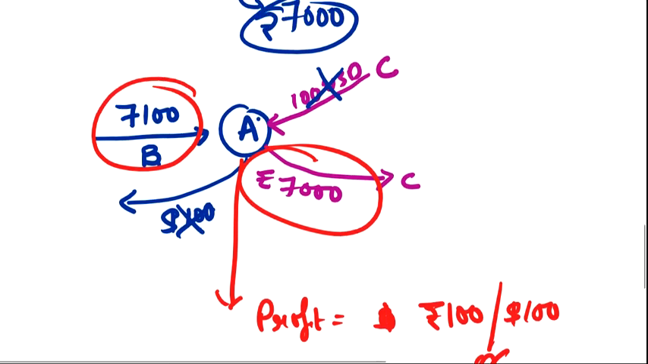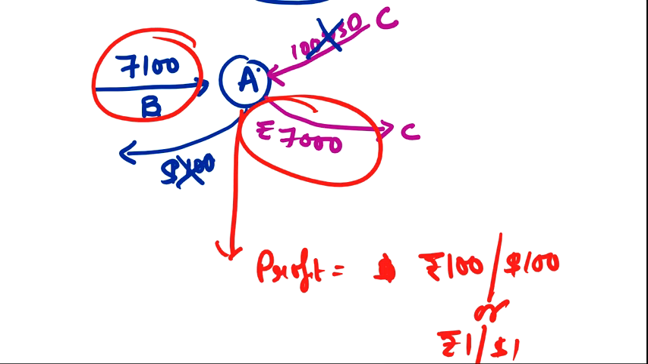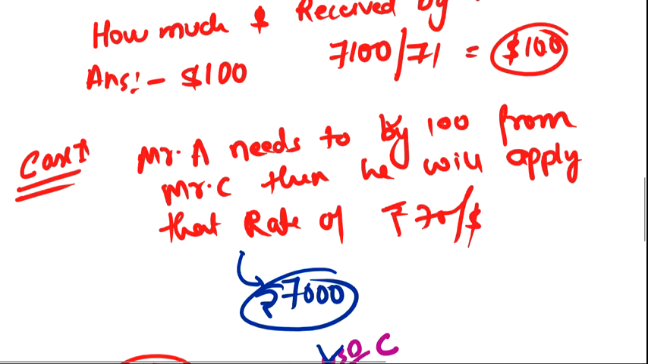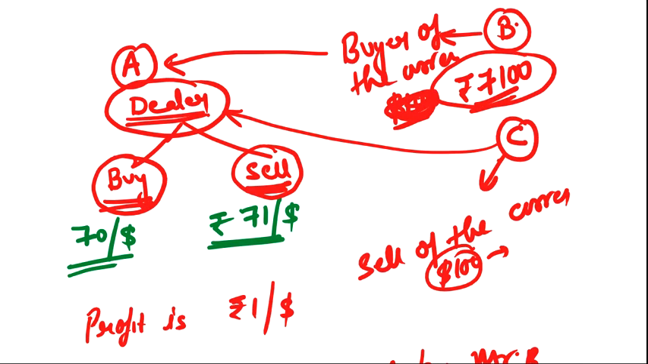So this is what I have explained to you from the perspective of Mr. A. Clear? That he will buy at lower rate. You can write down Mr. A or dealer. He wants to buy at lower rate and he wants to sell at higher rate, and the difference will be his profit. If you want, you can write it down: Mr. A wants to buy at lower rate and sell at a higher rate. Then only he will be able to make the profit.